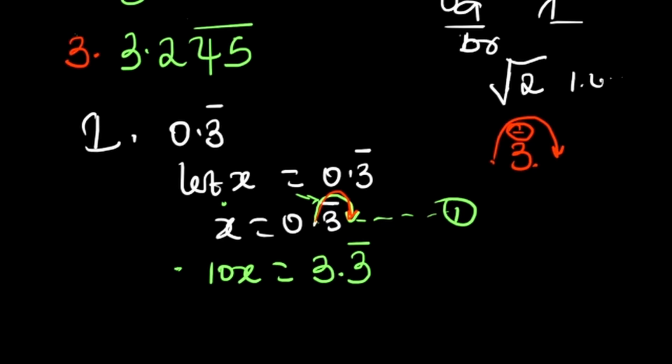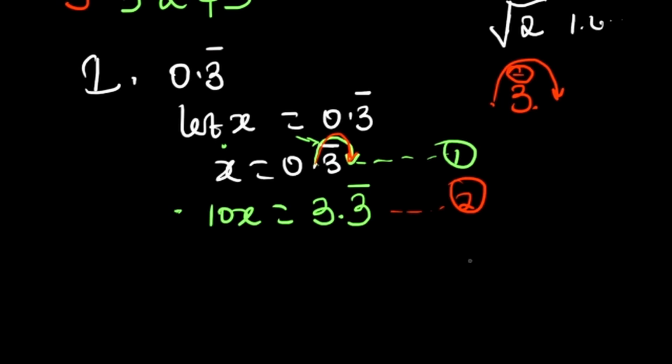Okay, now since I've multiplied both sides of the equation by 10, we now have our equation 2. What do you do in this case? The next thing is to look at the right-hand side of these two equations and see if you can subtract, because next thing we have to subtract in order to terminate or to eliminate the repeating decimal.